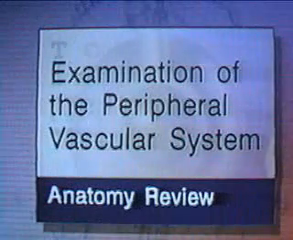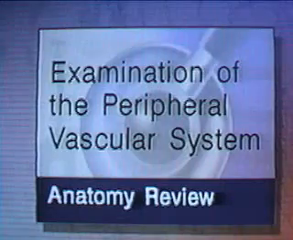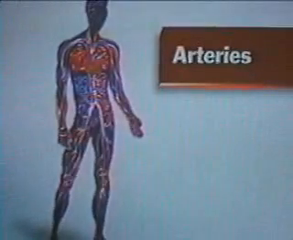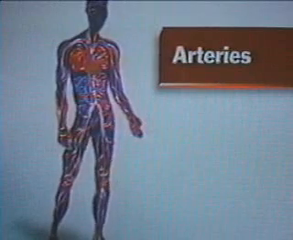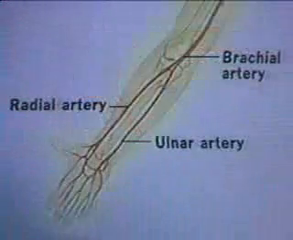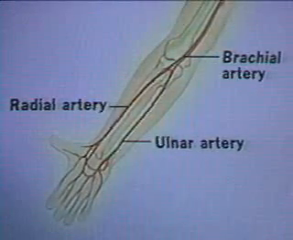Before beginning the examination, let's review arteries, veins, and lymph nodes. Arteries carry blood away from the heart. When arteries lie close to the body's surface, you can feel their pulsations. In the arms, arterial pulses are clinically accessible in 3 locations.